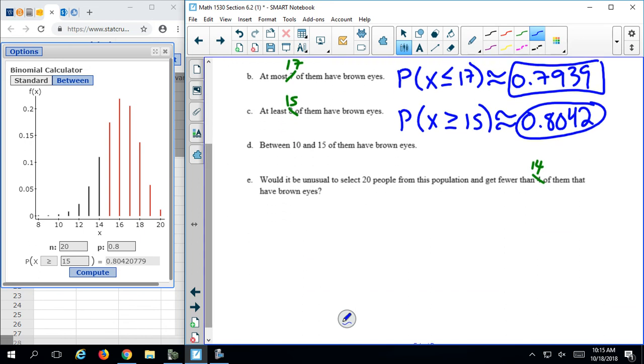Right, between 10 and 15. So this is the probability that X is between 10 and 15. We're going to assume that it's inclusive.